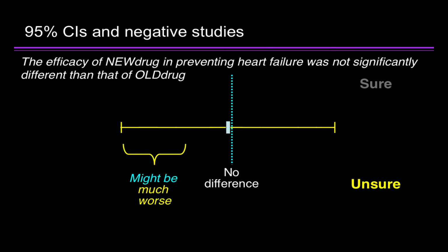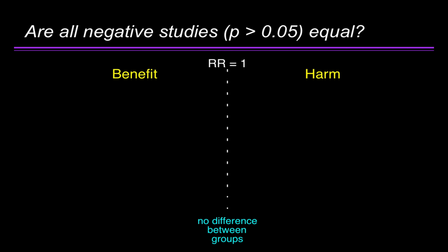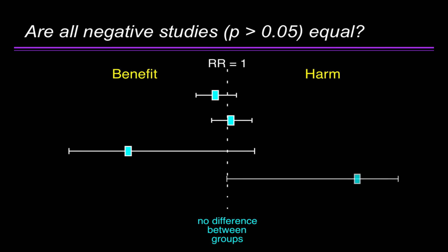It's possible that the new drug is much worse than the old drug. It's also possible that the new drug might be much better. We just don't know. And so you have to look at the confidence interval and make your own decision about how precise it is in knowing that there is in fact no difference. Are all negative studies, p greater than 0.05, equal? Well, here are 4 studies around a relative risk, so no difference equals 1. I'd argue these are very, very different studies.